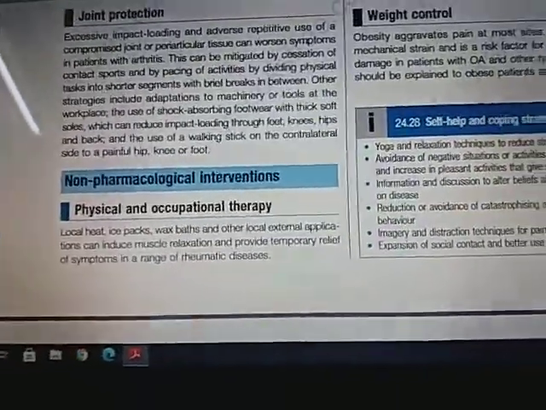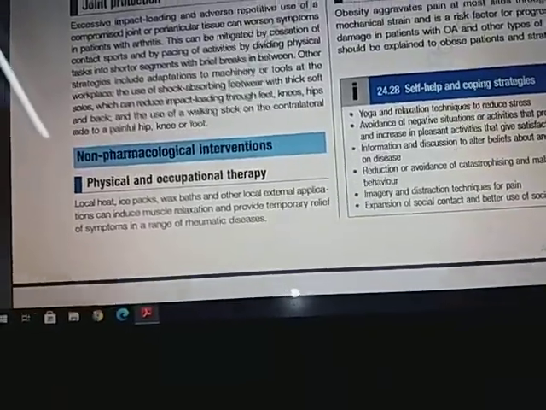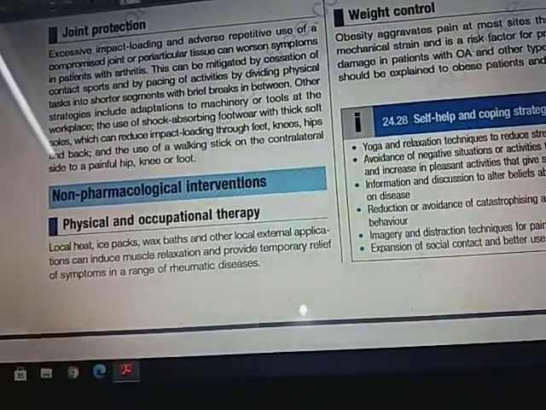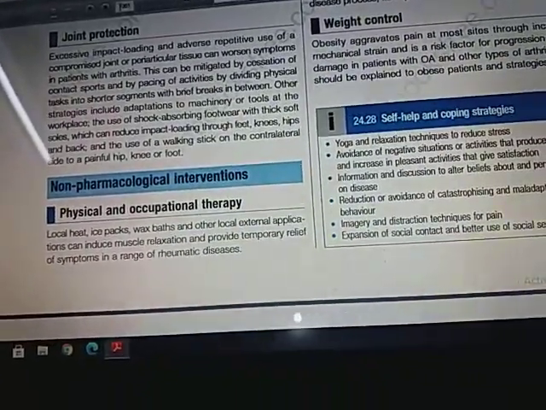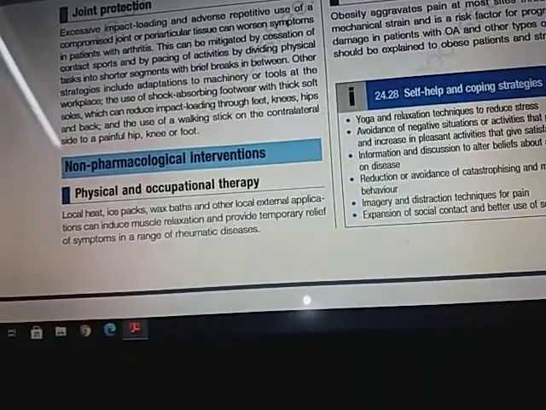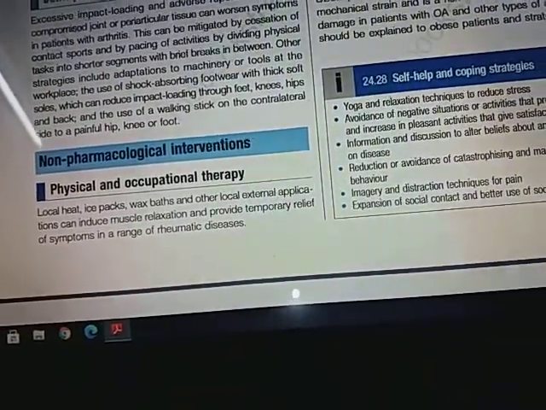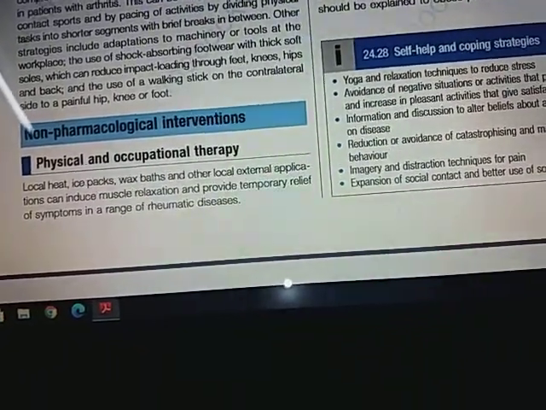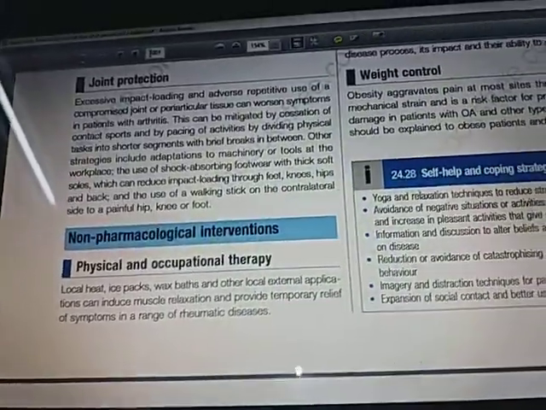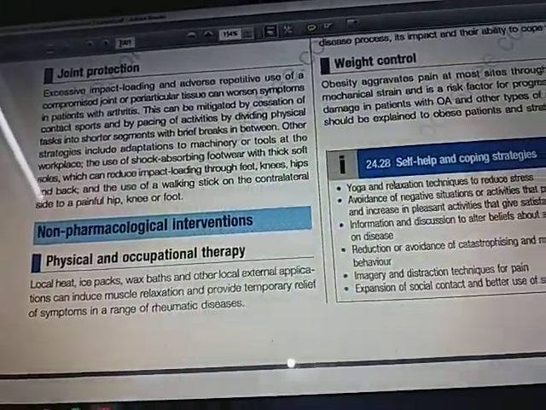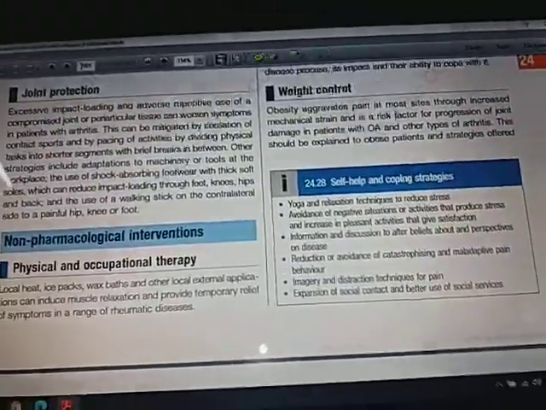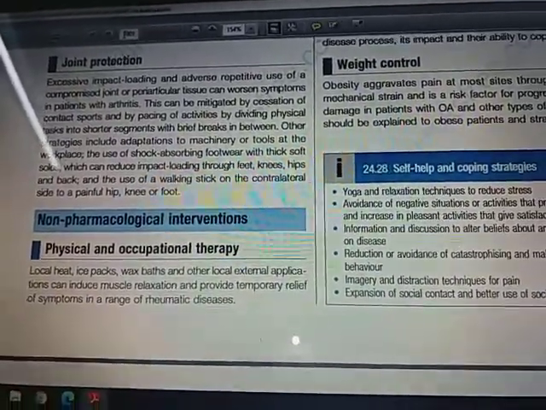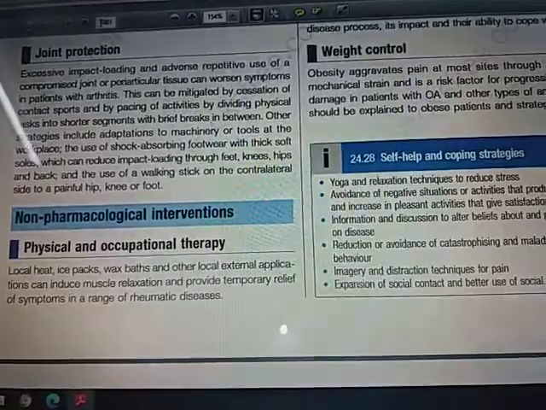The general measures in the management of rheumatoid arthritis: we have the rest, and we have the physiotherapy. The principles of physiotherapy include strengthening the muscle groups controlling the affected joints, prevention of deformities, and re-education in the use of damaged joints.